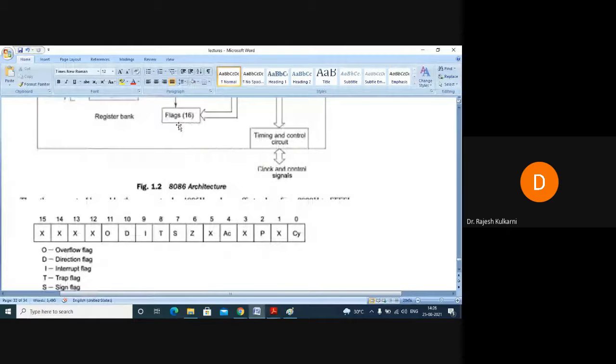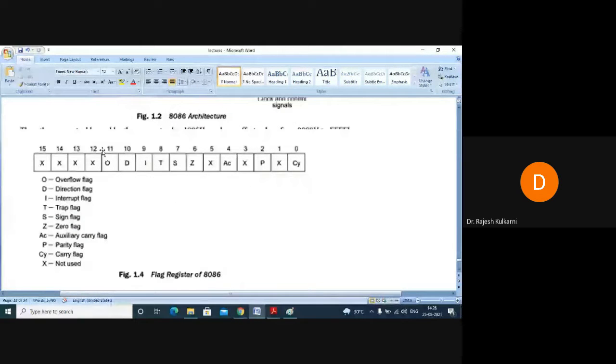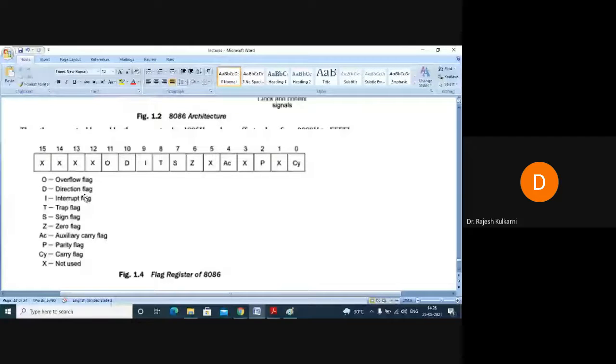So we mentioned two categories of flags. One category of flag contains the direction, interrupt, and trap flags, which are called the control flags. The other category of flags are called what? They are called the status flags. Now let's look at the status flags.